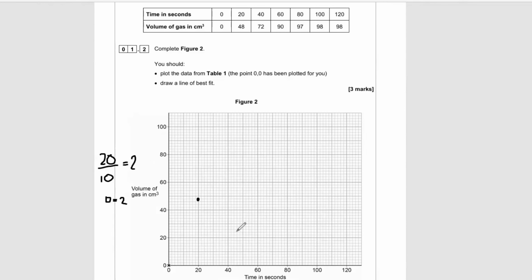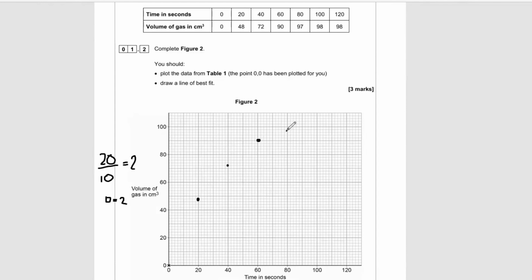So let's look at this second one. It's at 40 seconds along the bottom and 72. So go up to 70 and then just one square up makes 72. And then 60 and 90. Nice and easy, that one, because it's bang on the lines. 60 and 90 is in between 80 and 100 on the y-axis. And then 80 seconds along the bottom and 97. So we just want to count up 6.